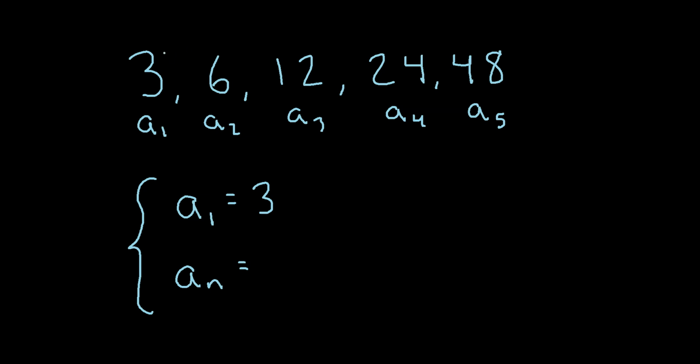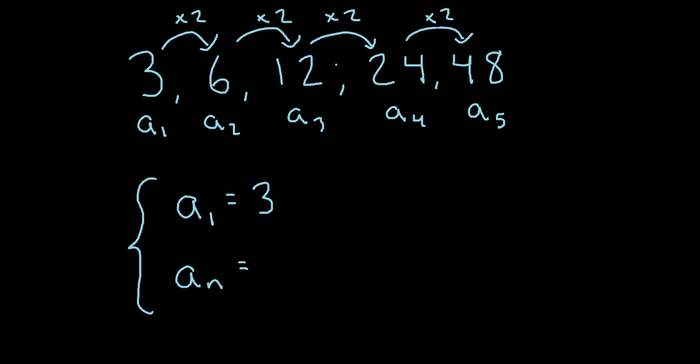So instead of adding 3, we could say, well, to go from 3 to 6, we have to multiply by 2. That would work. 3 times 2 is 6. To go from 6 to 12, it looks like, yeah, we also multiply by 2. To go from 12 to 24, we multiply by 2. And to go from 24 to 48, we multiply by 2. So it looks like the rule for getting the next value is we actually are multiplying by 2.